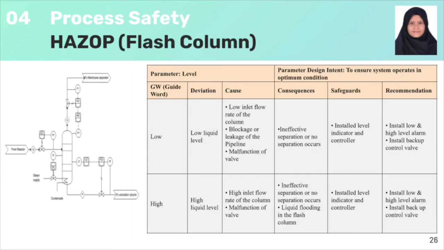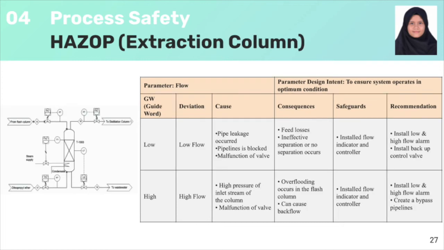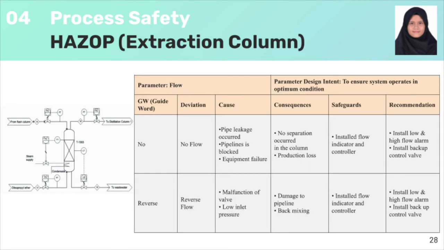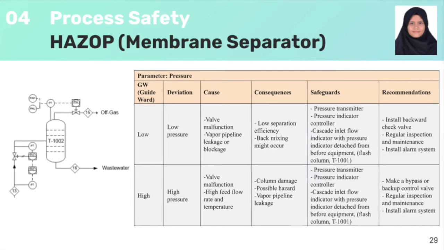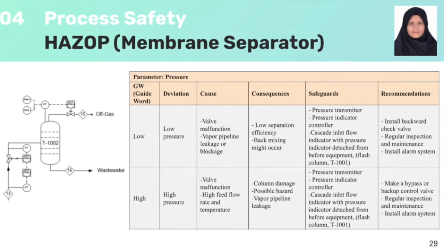Same situation with the flash column, but with a different parameter, which is level. Most of the parameters can give the same causes, but the consequences may differ. For example, pressure may over-pressurize and rupture the column if too high, and level can cause flooding in the column if too high too. For the extraction column, we are using the flow parameter. However, since flow does not have an alarm system, we added in the recommendation to install an alarm system. The membrane separator is also using the pressure parameter.